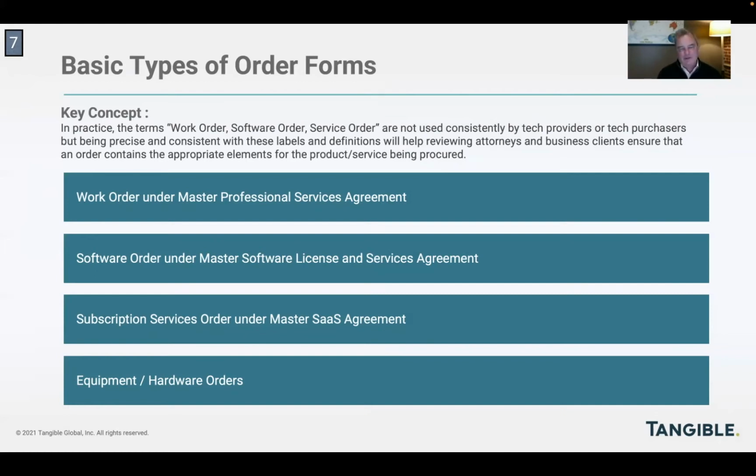The terms for these types of orders sometimes vary, but basically you'll usually see nomenclature like work order, program support order, or professional services order for orders to source services. You'll find, as we say, software orders and subscription service orders for software and SaaS respectively, and equipment orders.